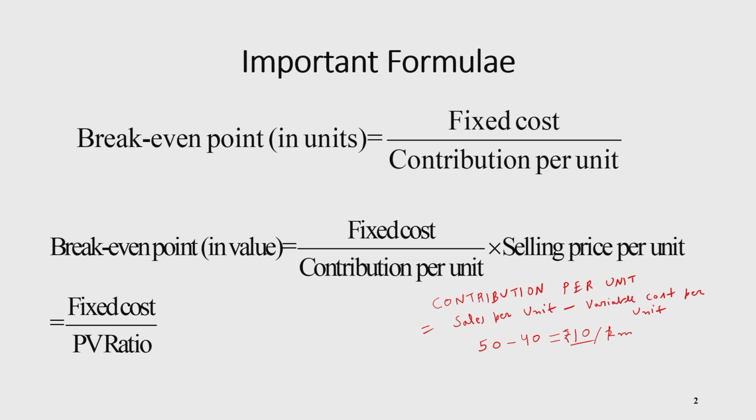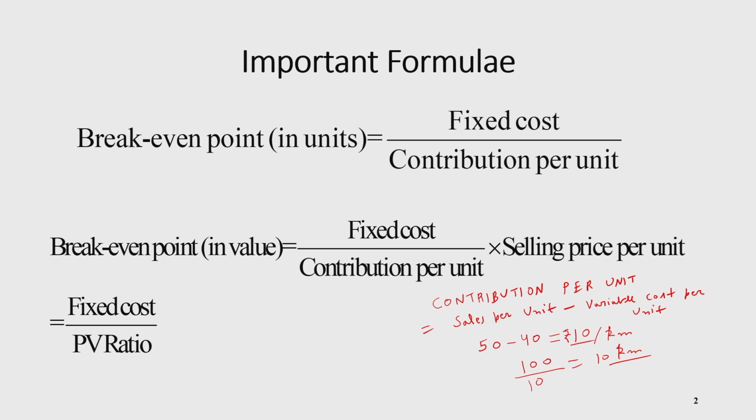That means whatever is the cost in a month has to be divided by 30, and suppose it comes out to be 100. So, 100 is the fixed cost, and 10 rupees per kilometer is the contribution. So this becomes 10 kilometers. So, the break even amount comes to 10 kilometers.